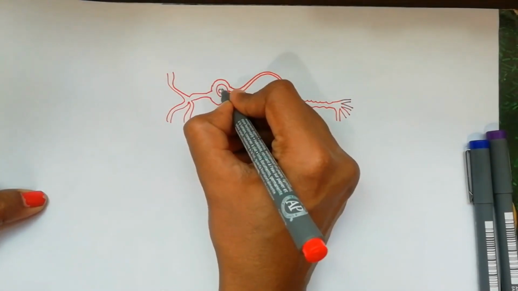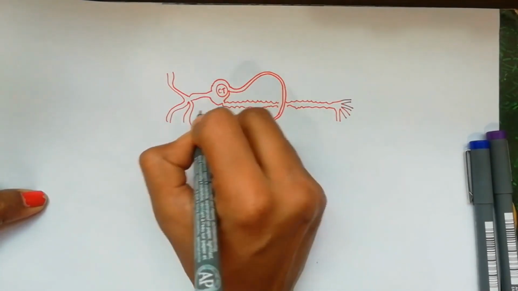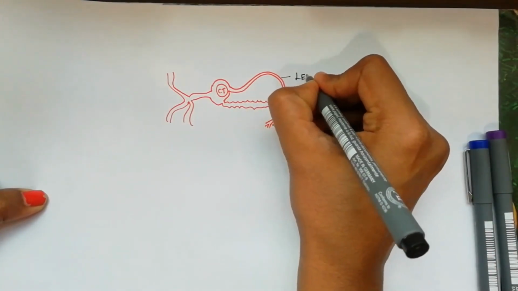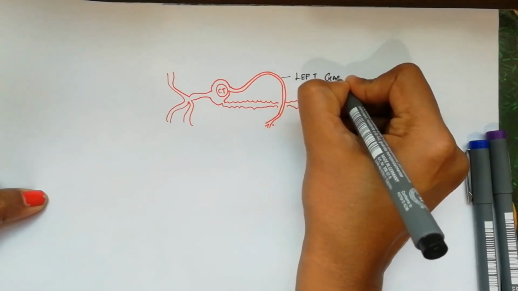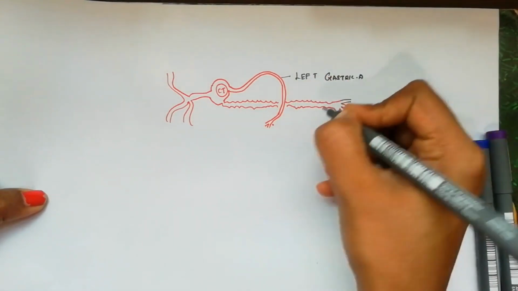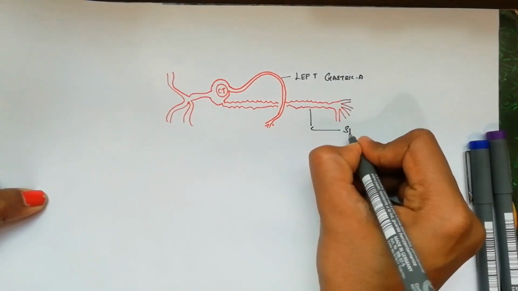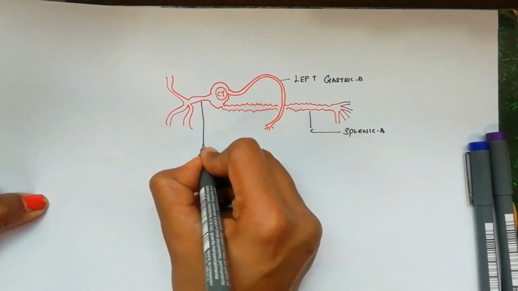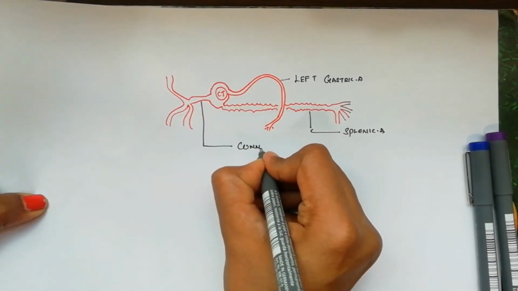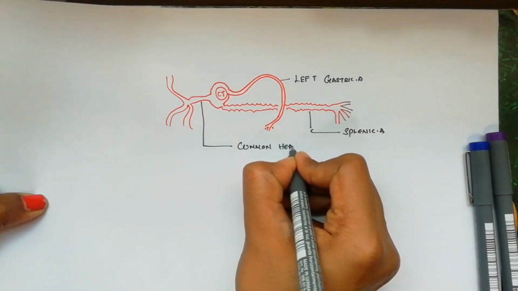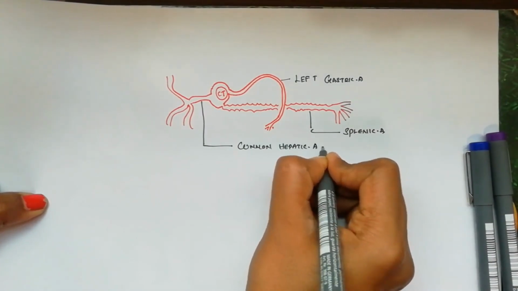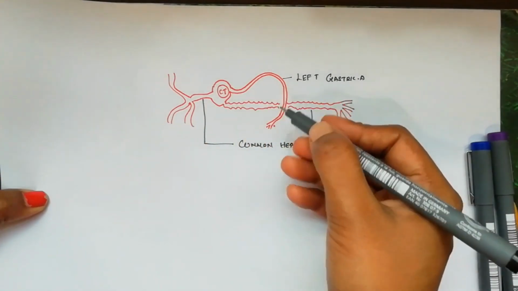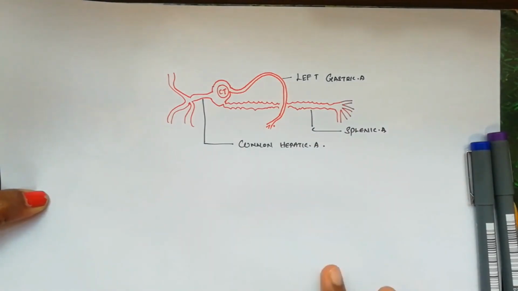Just understand this is the celiac trunk. The celiac trunk with 3 branches: this branch is called the left gastric artery, the splenic artery, and this is the common hepatic artery. So these are the 3 important branches arising from the celiac trunk. About each artery we are going to see in detail now.